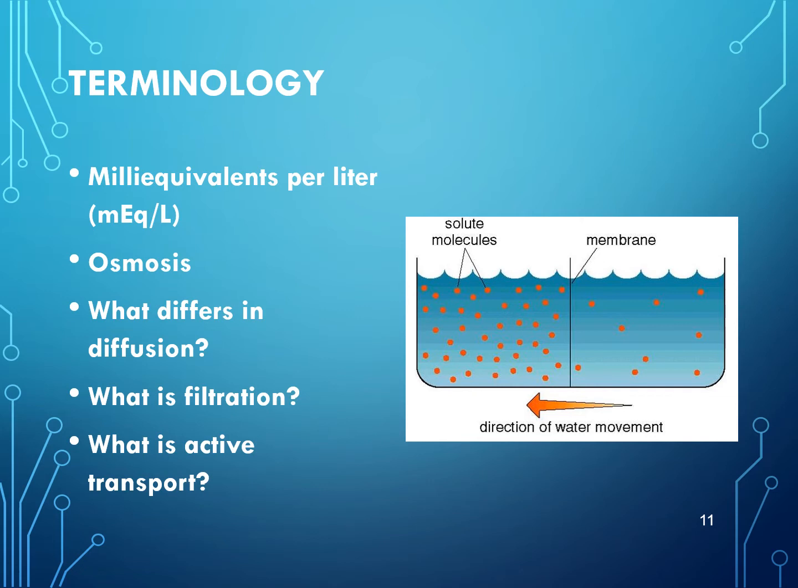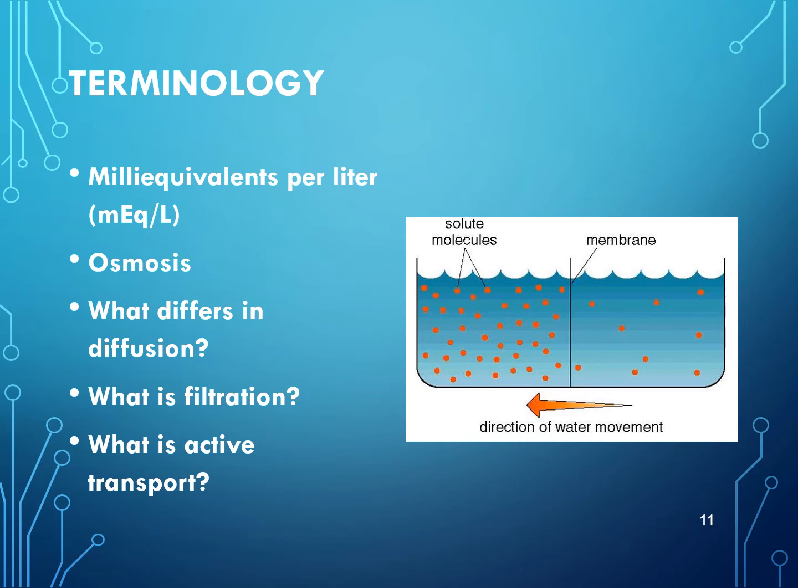And then we have filtration. So in filtration, fluid and solutes move across a membrane from one compartment to another, from an area of high pressure to an area of low pressure. An example is going to be blood. It moves from the arteries, which are higher in pressure, to the capillaries, which are lower in pressure, and this is also known as hydrostatic pressure.